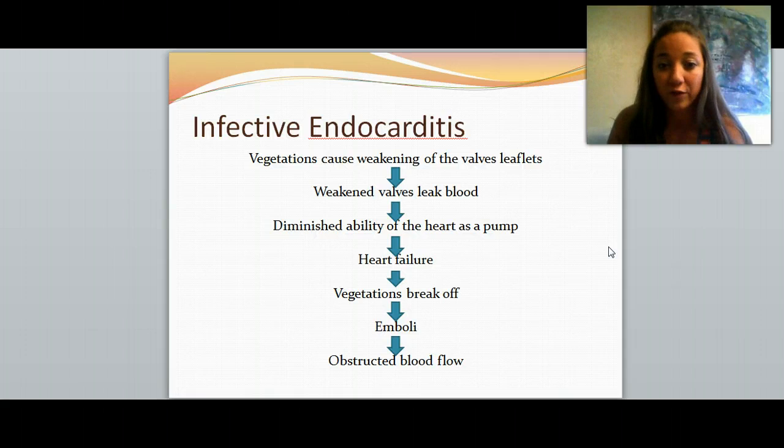You end up having heart failure. The vegetations can break off. They can become emboli. They can obstruct your blood flow. And worst case scenario, the patient can die. So it's very, very important that we catch this in plenty of time.